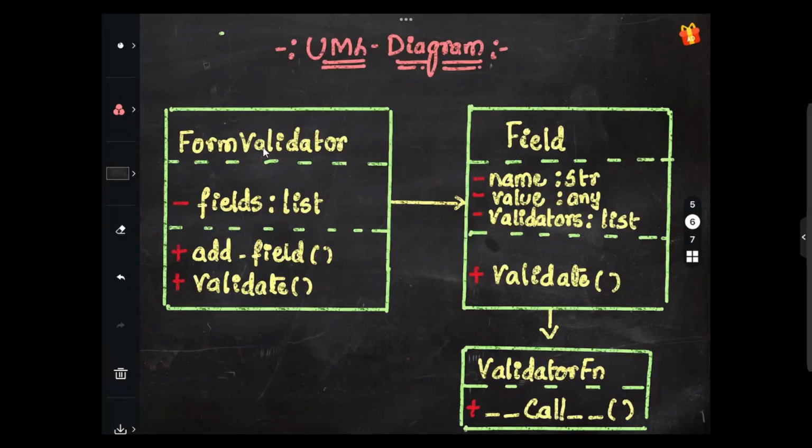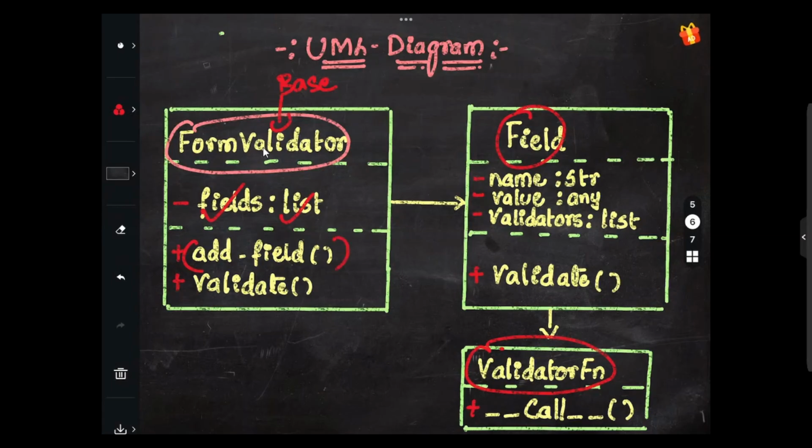So here we will be going with three classes. One is form validator, nothing but the main class or the base class, and we will be going with a field class as well, and the validator function class. The field class is directly dependent on the form validator, and validator function is directly dependent on the field class. Form validator consists of one parameter, fields, which is of type list, and it consists of two methods as well, add field and validate. So this is fine, I believe.